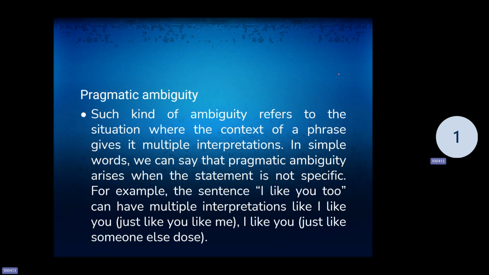Next one is pragmatic ambiguity. Such kind of ambiguity refers to the situation where the context of a phrase gives it multiple interpretations. In simple words, pragmatic ambiguity arises when the statement is not specific. For example, "I like you too" can have multiple interpretations: I like you, just like you like me; or I like you, just like someone else does.